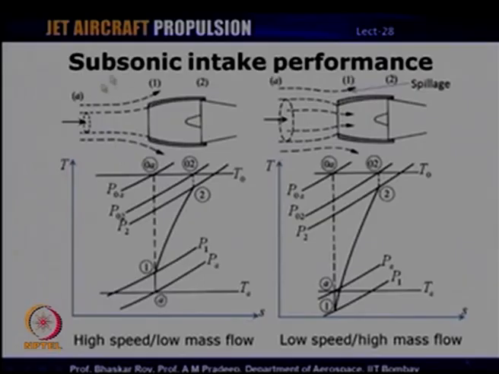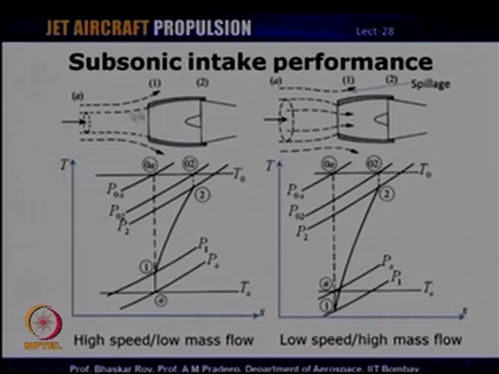Now, during cruise, the engine requires lower mass flow because the thrust requirements are lower. At the same time, it is operating at a high speed. Because it is operating at a high speed, the engine, as I said, is usually designed for this kind of operating condition, where you would prefer to have some amount of pre-entry compression. You can see this is the capture area. Capture area is much smaller than the intake entry area.